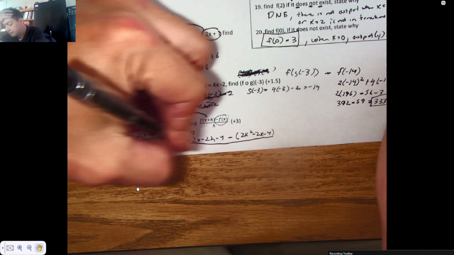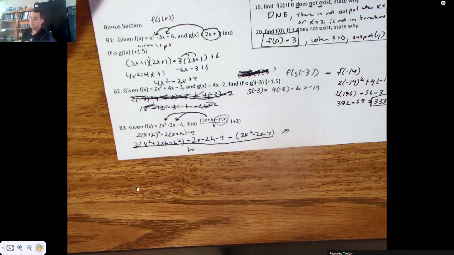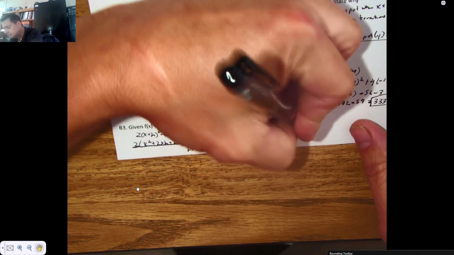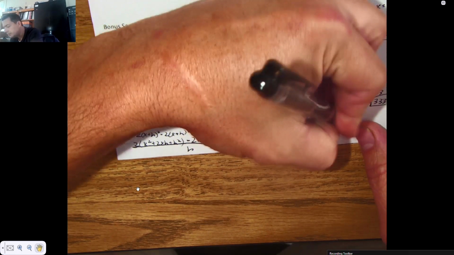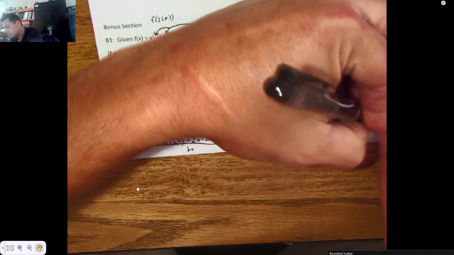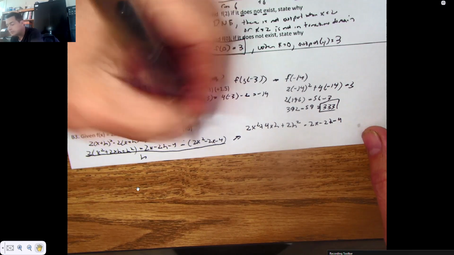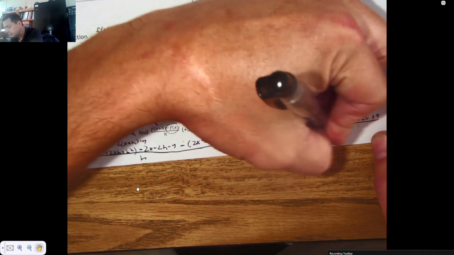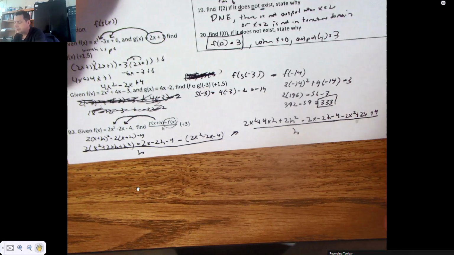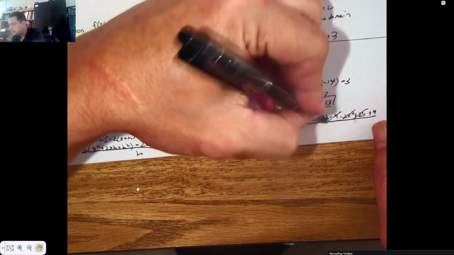And it's all sitting pretty over an h. And I got some more cleaning up to do, by the way. Some of this stuff's going to disappear. Kind of jumped the gun here. I'm trying to finish and be done for the next class. Distribute my negative, minus 2x squared plus 2x plus 4, all over an h. And a lot of stuff disappears here. These are in balance. Whatever is here is going to cancel out.